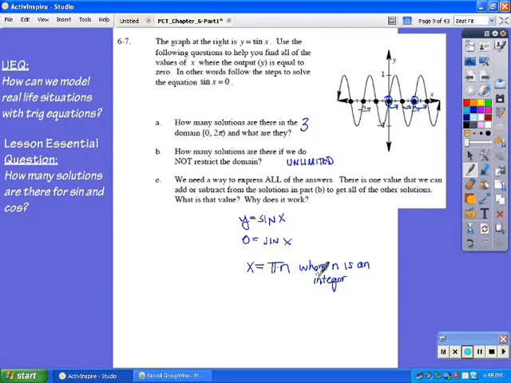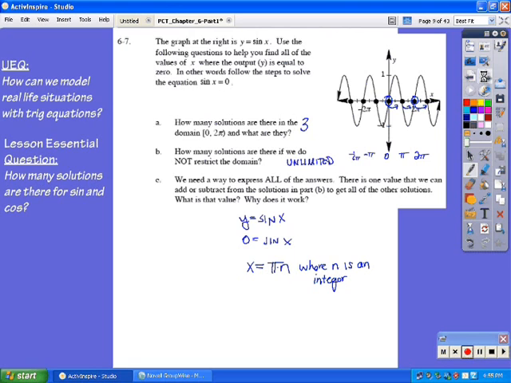And then some of that is just looking at the graph and I see 0, I see pi, I see 2 pi, and so forth. Then I would have -pi, -2 pi, -3 pi, -4 pi, and so forth. So every pi, I'm having a solution. Will it always be that easy? Certainly not.